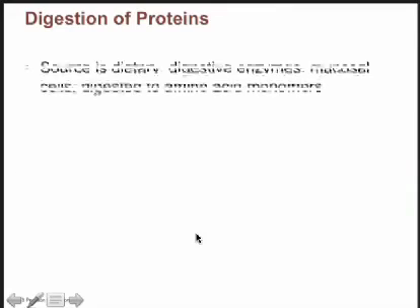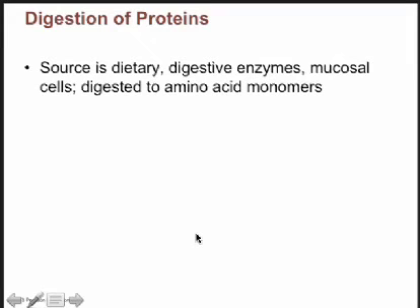Okay, proteins represent a particular challenge because proteins are polymers of amino acids, very long polymers. And in order to absorb the nutrient content of protein, we need to break them into their component amino acids. The source of protein in our diet is primarily meat, but it does come from other sources. There are significant amounts of protein in vegetables and fruits as well, although not as much as in sources of animal nutrition.